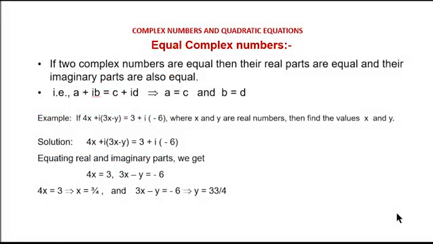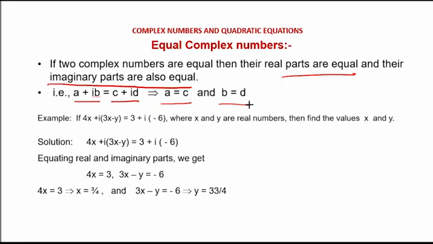Now let us see equal complex numbers. If two complex numbers are equal, their real parts are equal and their imaginary parts are also equal. That is, if a plus ib is equal to c plus id, then on the left hand side and right hand side the real parts are equal, a is equal to c, and the imaginary parts are also equal, b is equal to d.